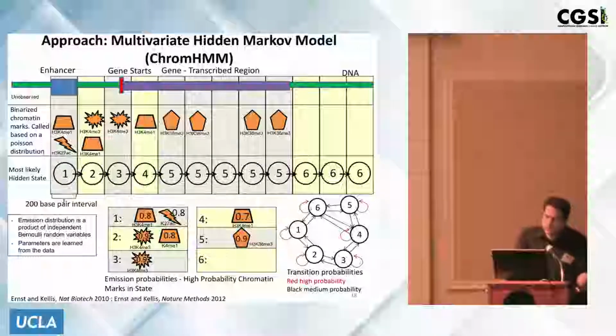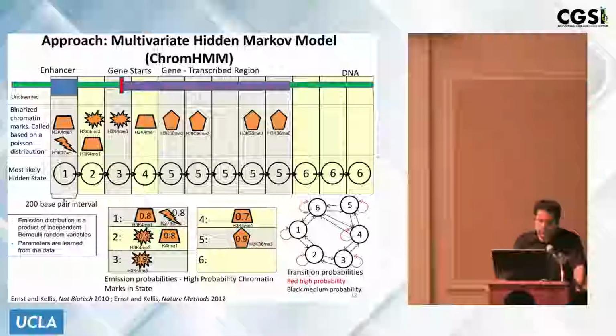The modeling approach that I developed was based on a multivariate hidden Markov model, and we call the method ChromHMM. The idea is that we pre-process the genome into 200 base pair non-overlapping intervals. Then for each mark in each 200 base pair window, we have a binary presence or absence call, based on whether the number of reads for that mark exceeds what we would expect based on a Poisson distribution at a specific significance level.